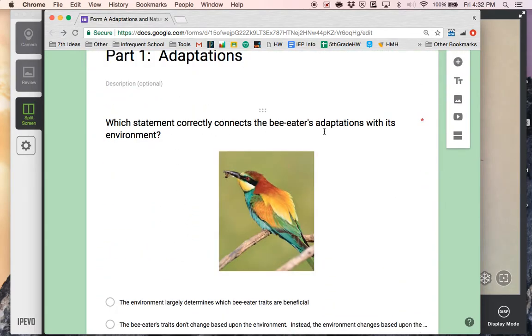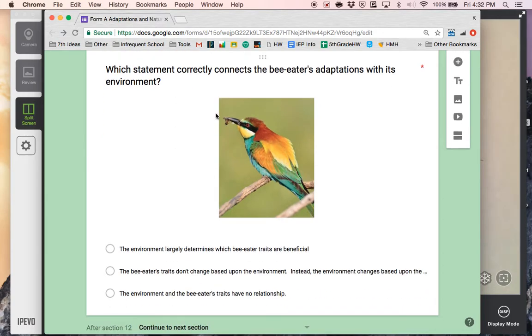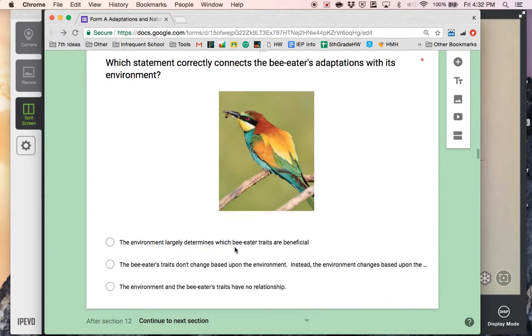Okay, how about this? Which statement correctly connects the bee eater's adaptation with its environment? So I'm guessing the adaptation of the beak with the environment. The environment largely determines which bee eater traits are beneficial. If the environment has a certain type of seed that the bird can only get to with a long beak, that's going to make that bird's beak grow longer. Or in this case, if the insects are really fast and it's difficult to catch them, a bigger, longer beak will be beneficial. So this is classic natural selection here, where the environment dictates traits.